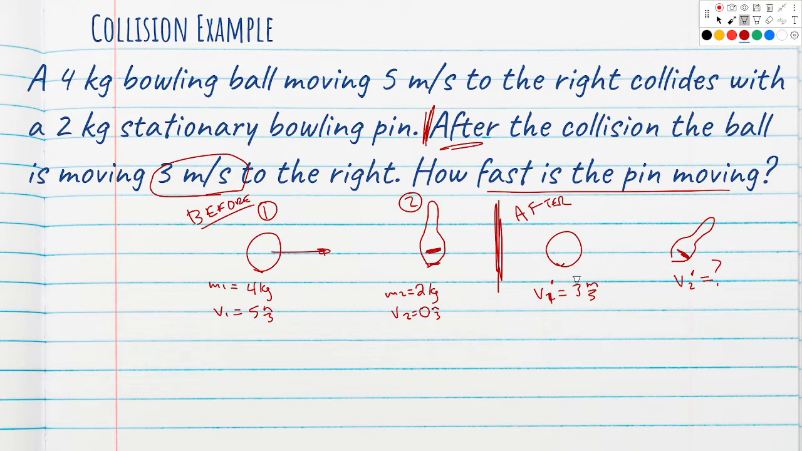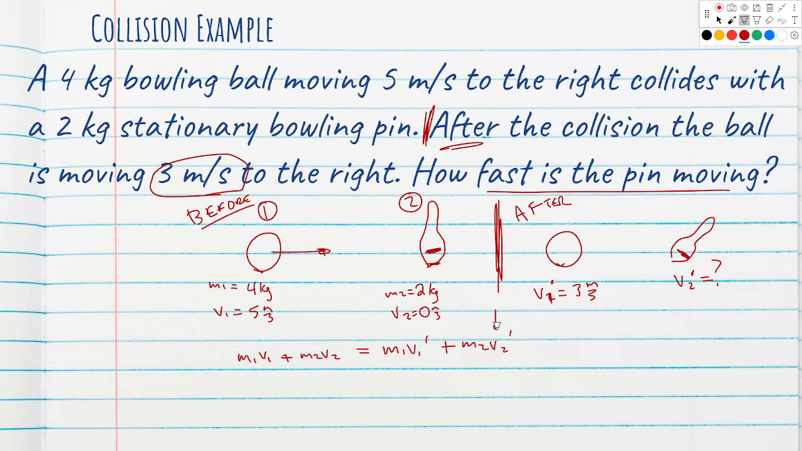It started out moving 5. When it hits the pin, some of its momentum is transferred to the pin. It doesn't lose it, it's still there. But the velocity goes down from 5 to 2. Meanwhile, the pin was not moving. It was stationary, and now it is moving. The total momentum has to be the same. So that's where I write M1V1 plus M2V2 equals M1V1 prime plus M2V2 prime. Total momentum before equals total momentum afterwards.